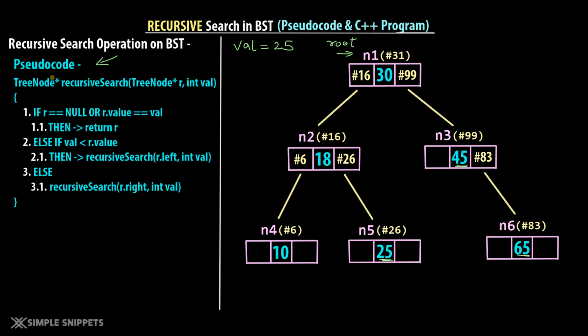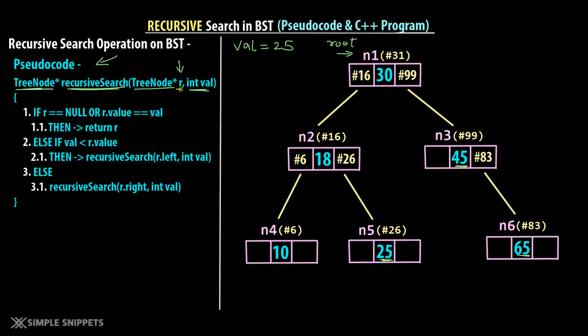So starting off with this recursive search, this is the function name recursive search. It has a return type of tree node star, which means that it will return the address of a particular node when you find that particular value, or it will return null depending upon whether there is a value of 25 or not. In case the value doesn't exist, it will return null, and we'll see that in the pseudocode. There are two arguments that are passed in this recursive search function. First argument is the current tree node address.